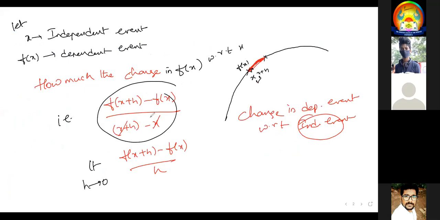They will ask what is h there. h is not a lengthy value; h is a very small value. That we can say f dash of x is equal to. I'll write it neatly. The topic name is called differentiation.